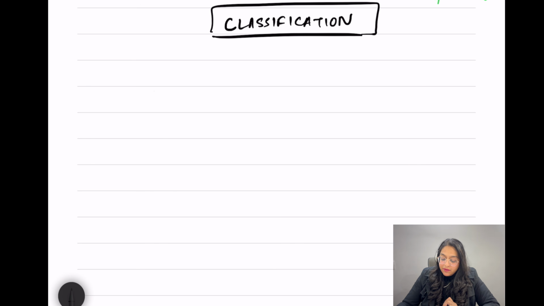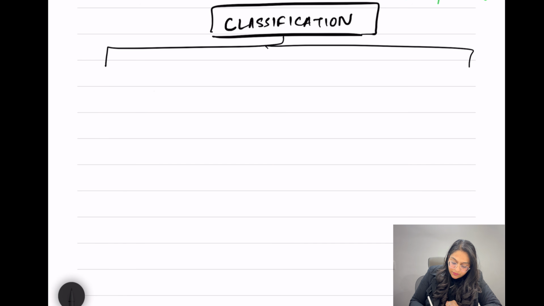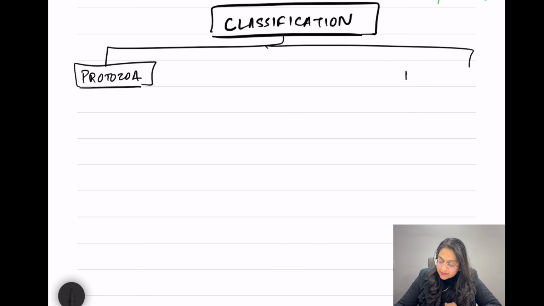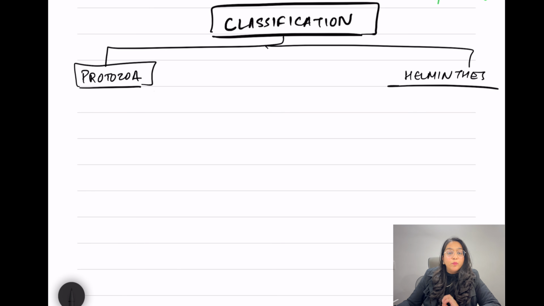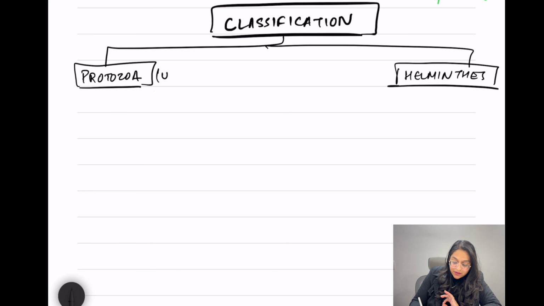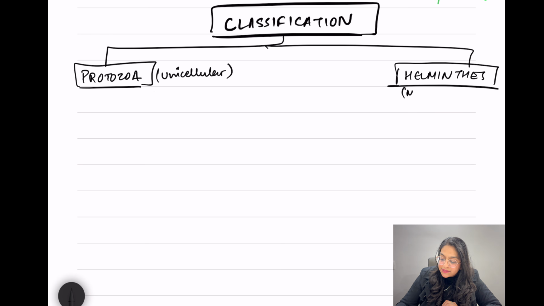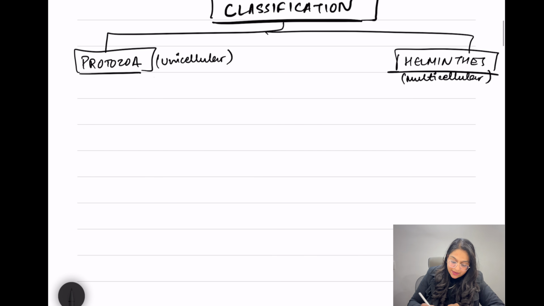Now, broadly, the parasites we can classify into two. One is the protozoa. And the other is helminths. Please remember it now only. Protozoa are unicellular parasites. Helminths are multicellular parasites. Now, let's first look at the protozoa or the unicellular parasites.